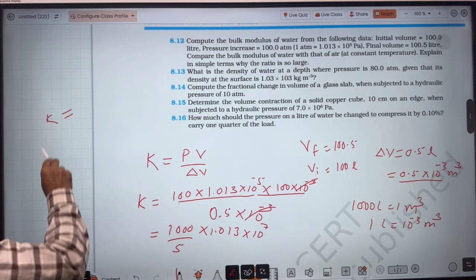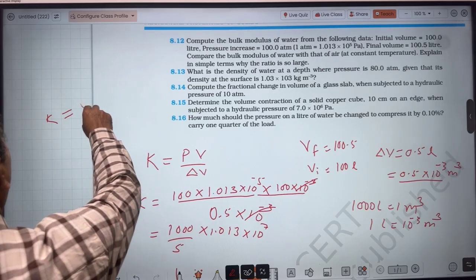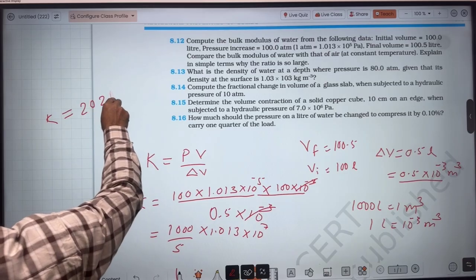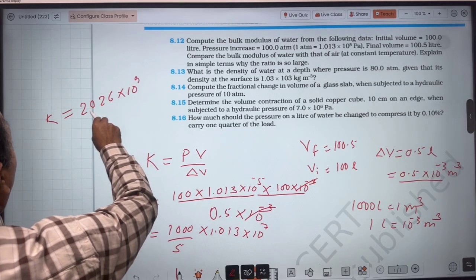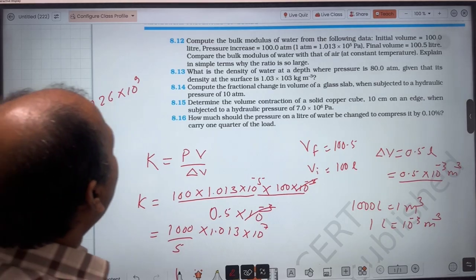So it is simple. So what will it be? K equal to, just check. Around it will be 2.026 into 10 power 9, and the unit of K will be Pascal. Understood?